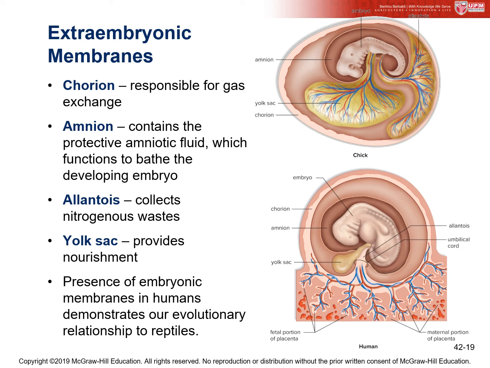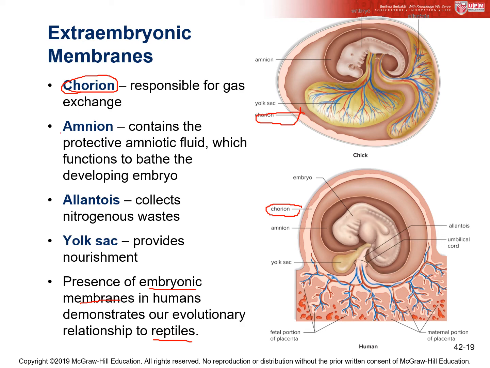Even though humans are at the top of the evolutionary tree, we still retain a few characteristics from earlier evolution. For example, from the reptiles, we tend to have the same embryonic membranes. For example, we have the chorion, which is for gaseous exchange. This one we can find in the chick and also in humans. It is on the outer part of the chick and humans.